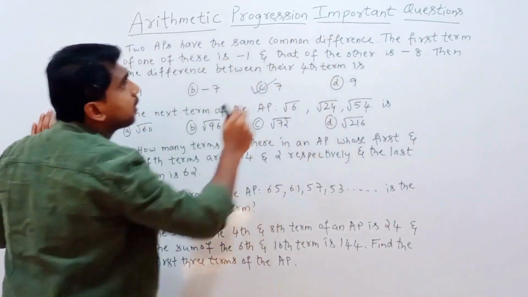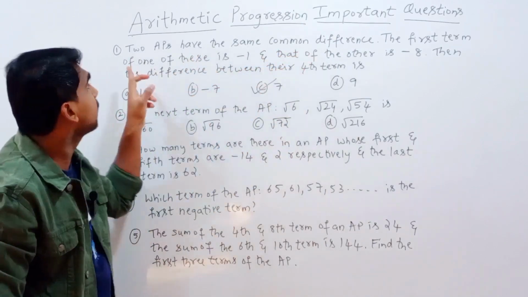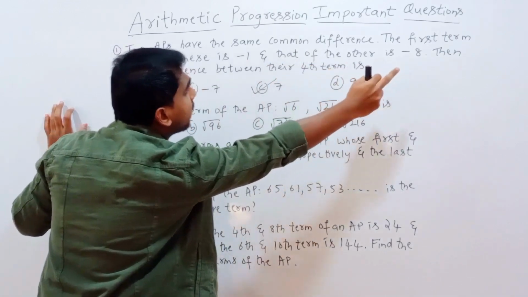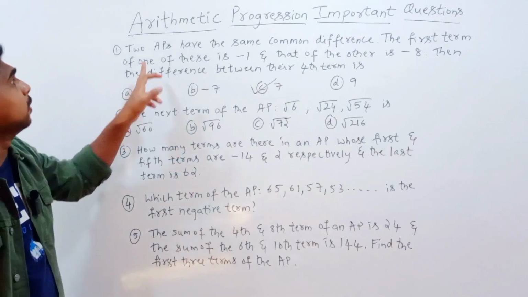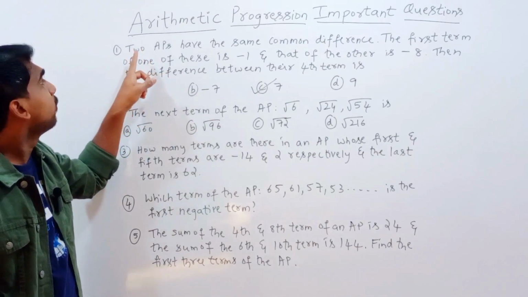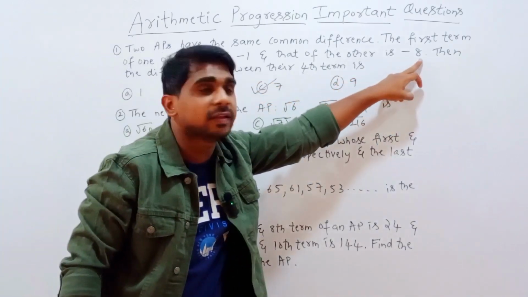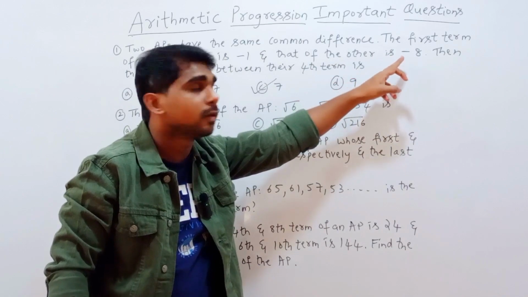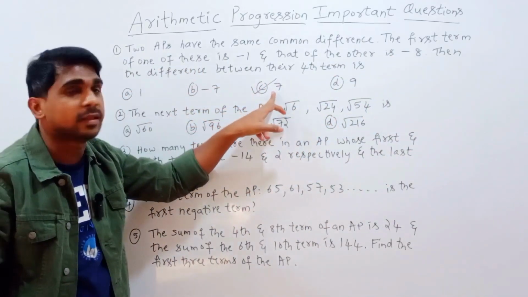Arithmetic progression important question. First question. Two APs have the same common difference. The first term of this is -1 and that of the other is -8. Then the difference between their fourth term is. Now they are given two APs. First AP first term is -1. Second AP first term is -8. If you see, the difference is +7. Okay, now the difference between their fourth terms will also be +7.